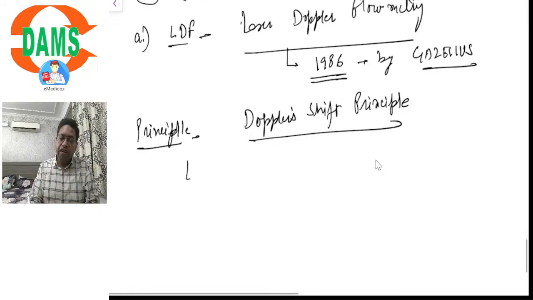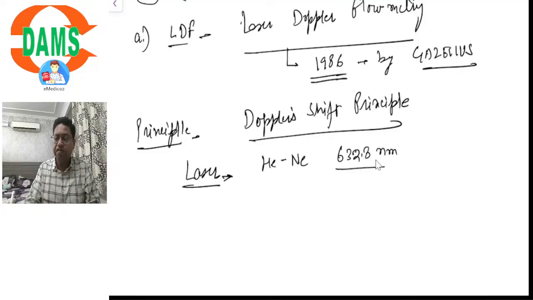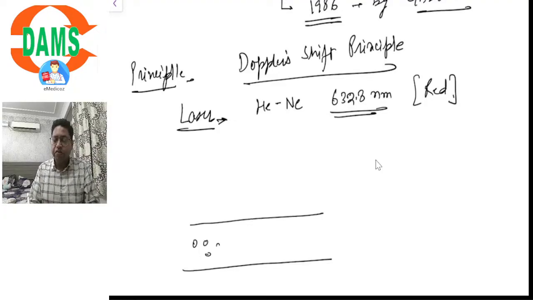So we are using a laser to test the vitality of the pulp. Which laser is used? Usually we use a helium neon laser of 632.8 nanometer wavelength. This is a red laser, near infrared. If this is the vascular bed that we have to test, we know that in the blood there are numerous red blood cells that move at a fast speed in a particular direction.